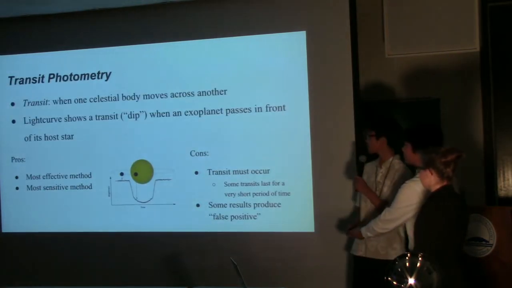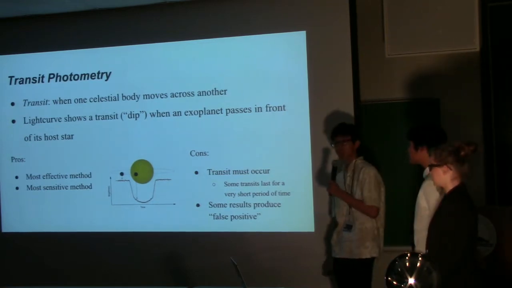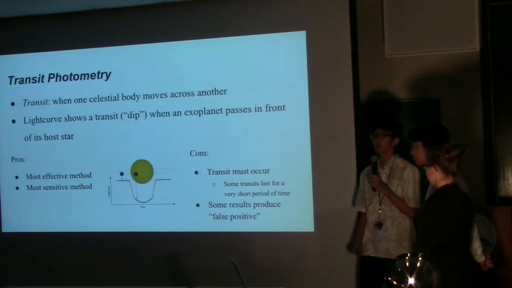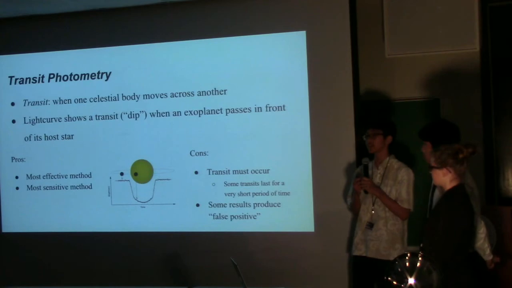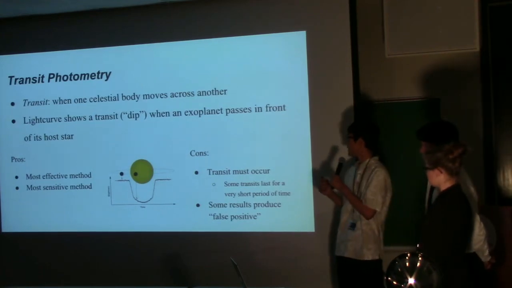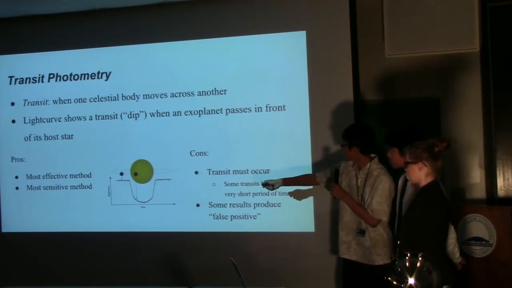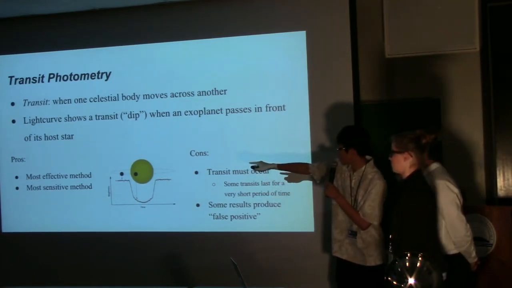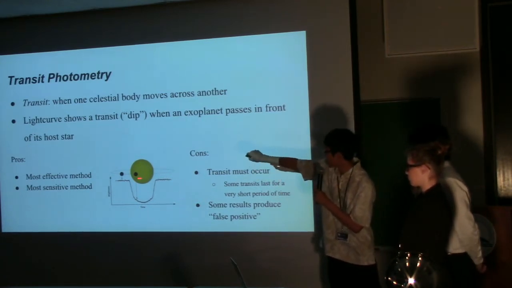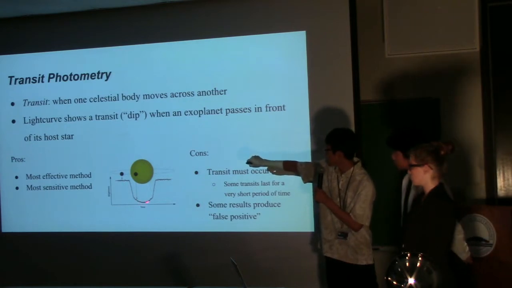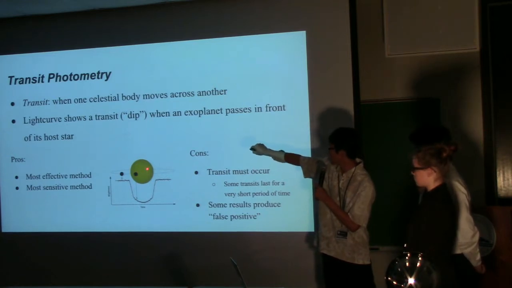So what Phan just talked about was all radial velocity method, and I'm going to be talking more about the transit photometry method. So a transit is an event where one celestial body crosses another one. So in our case, an exoplanet crossed a host star. So in this image right here, you can see when the exoplanet starts to go across the host star, and you see this light curve right here, there's a dip.